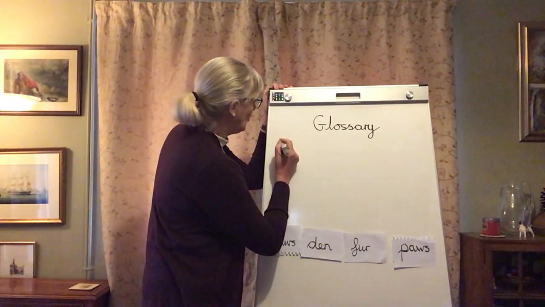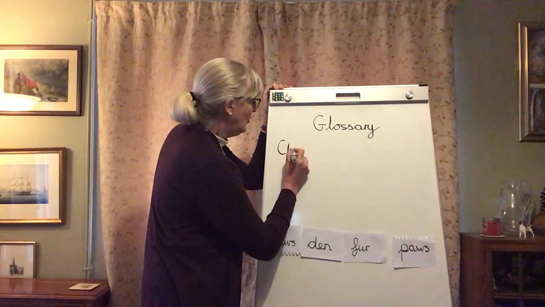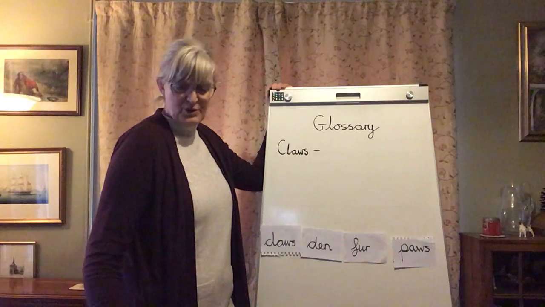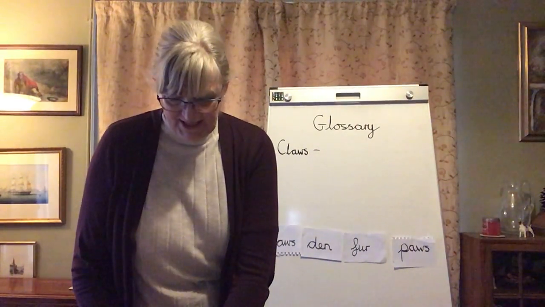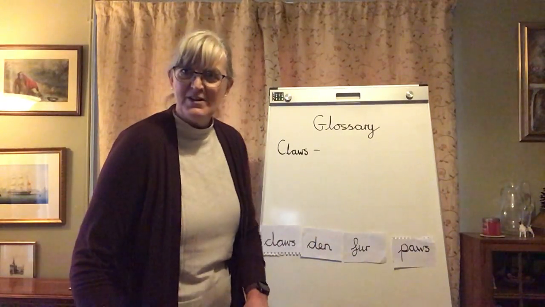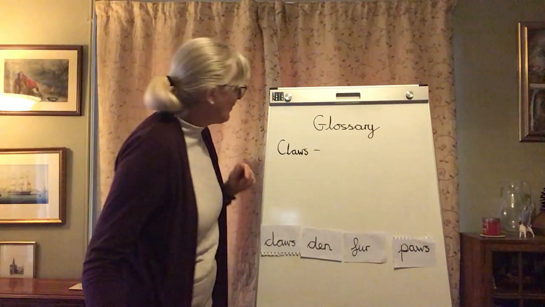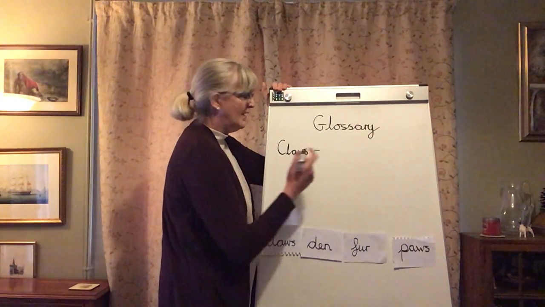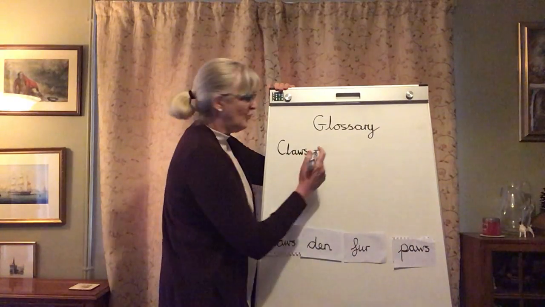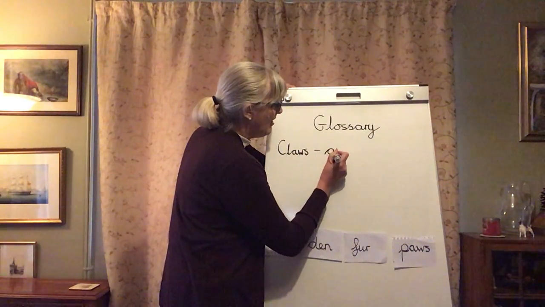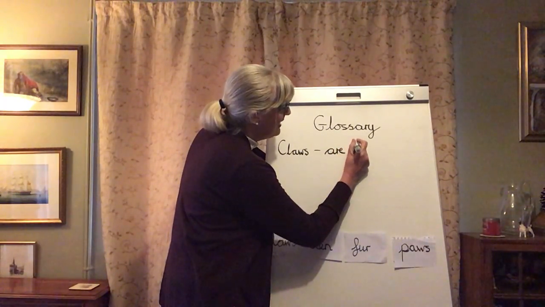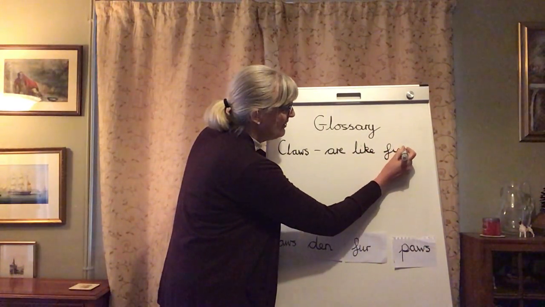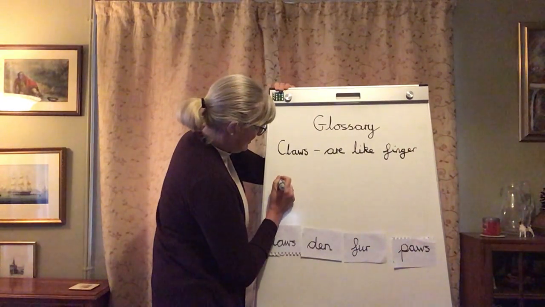So I'm going to write claws. And I'm going to put a little line before I write what claws are. In my book here it says they're spikes on the bear's paws, which is what they are, aren't they? They're at the end. So I'm going to write what are claws. So the question is, what are claws? Claws are like fingernails. I'm going to write fingernails.